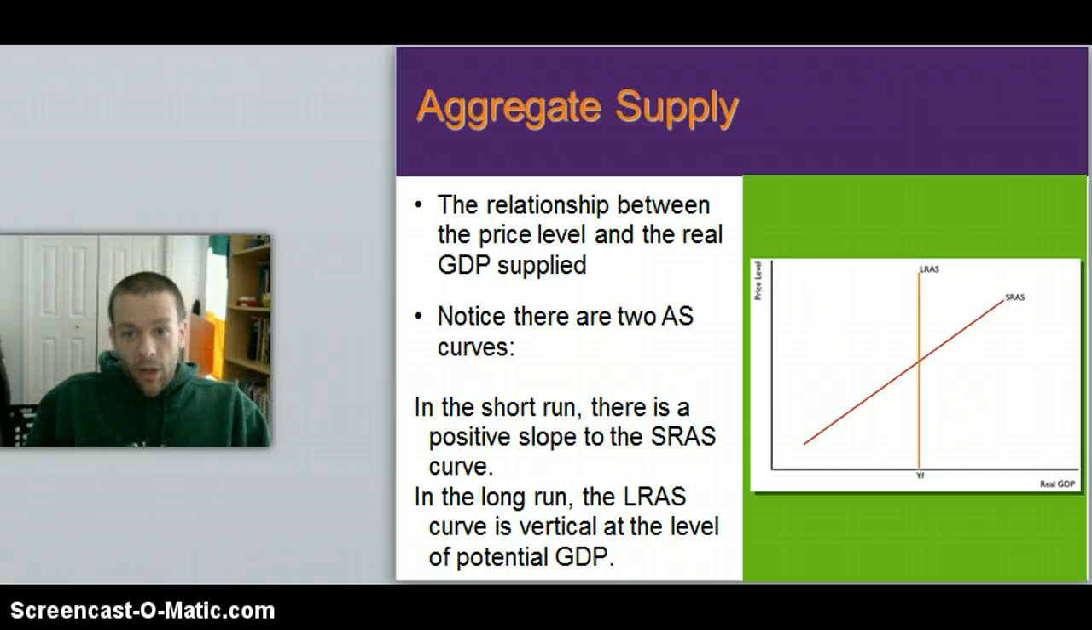When we were looking at aggregate demand, we were looking at price level and real GDP demanded by consumers, by households, firms, businesses, the government, the rest of the world. So here we're looking at it from the producer's point of view, the supplier's point of view.